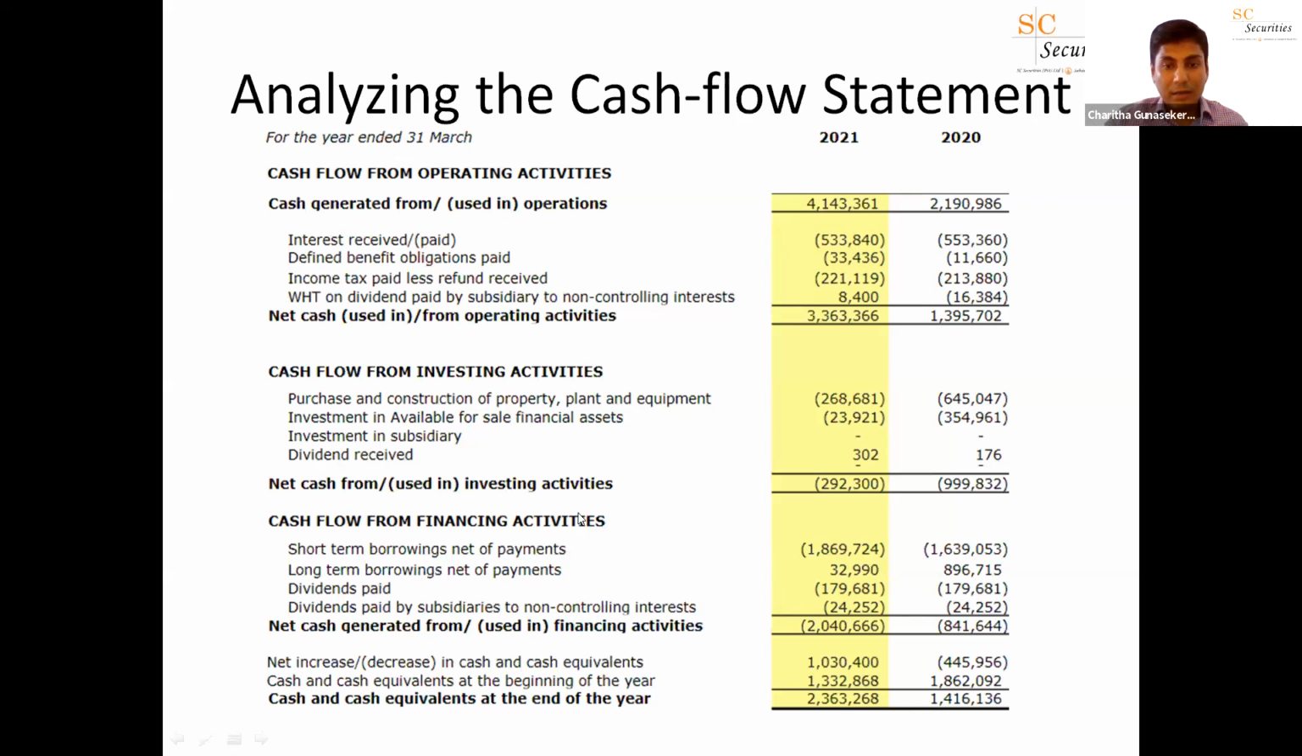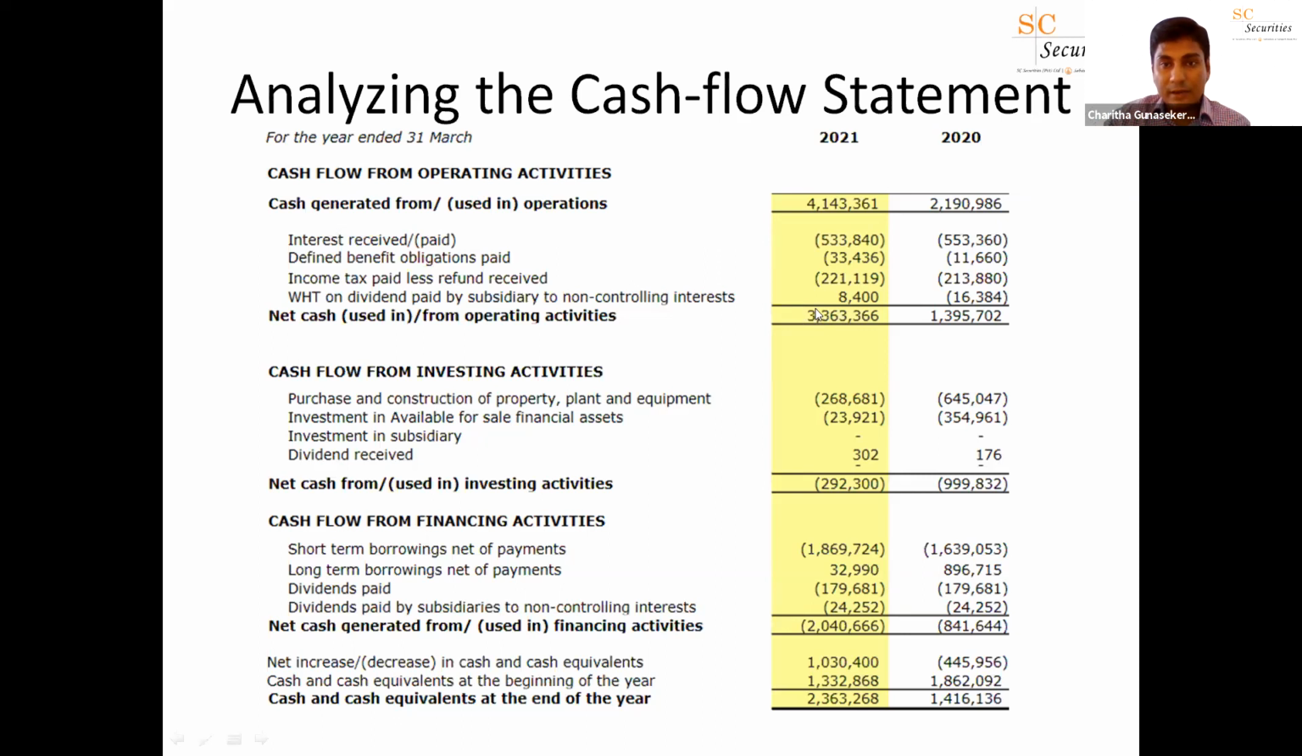So all in all, from their financing activities, there's a net cash outflow of 2 billion, right? So that means they have paid more loans this time compared to the previous year. And last year they borrowed more. They borrowed 896 million. This year they have borrowed only 32 million. So they have borrowed less and paid most of their debt. So they are reducing their debt levels.